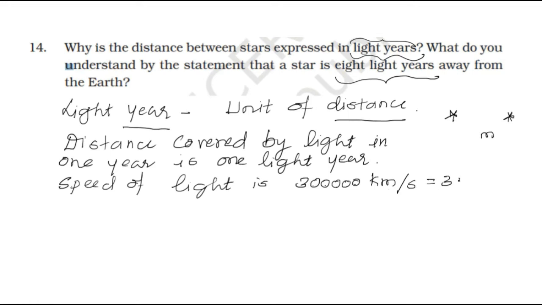So we have to add how many zeros? 8 zeros. Already 5 are there. 1, 2, 3, 4, 5, 6, 7, 8 zeros. And then we have to write meters per second. Look at the unit. Okay.